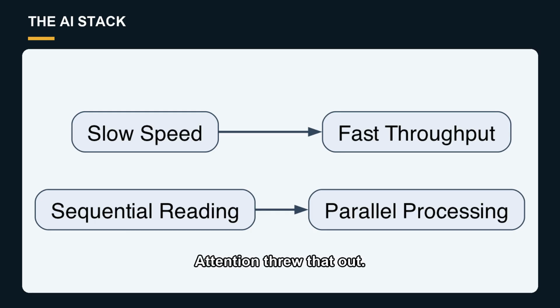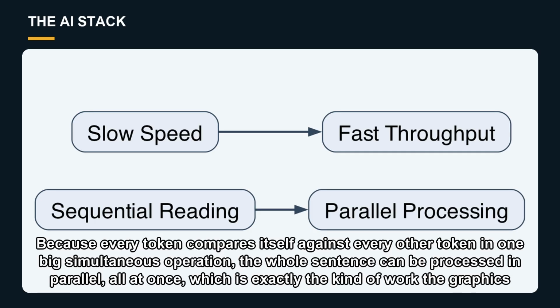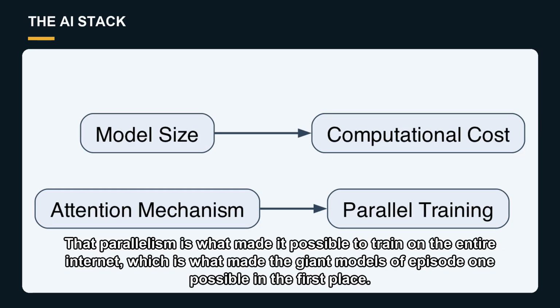Attention threw that out. Because every token compares itself against every other token in one big simultaneous operation, the whole sentence can be processed in parallel, all at once. Which is exactly the kind of work the graphics chips we will talk about soon are built to do. That parallelism is what made it possible to train on the entire internet, which is what made the giant models of Episode 1 possible in the first place.